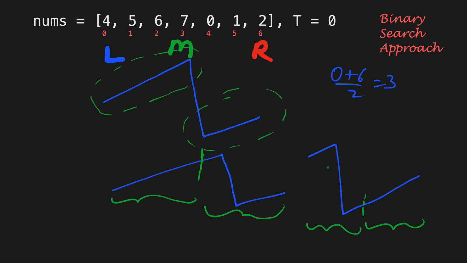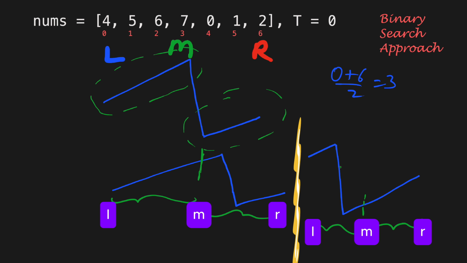So to summarize, at any given time during the search after we calculate the midpoint, one half of the array will be sorted due to the nature of rotation. And here we saw the sorted portion visually. However, in the program, if the left element is less than the middle element, then the left half will be sorted. Similarly, if the middle element is less than the right element, then the right half will be sorted.